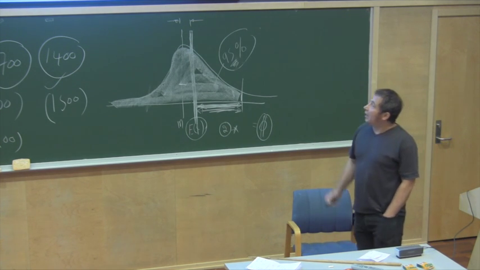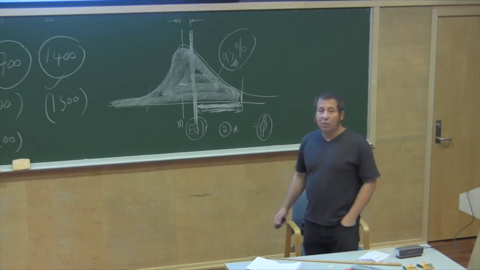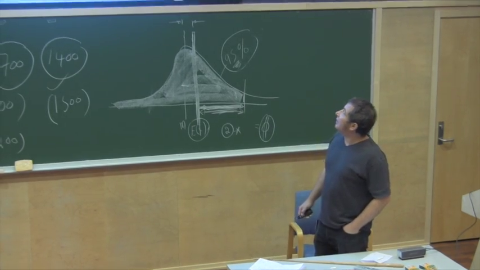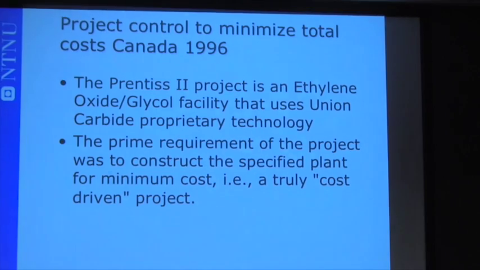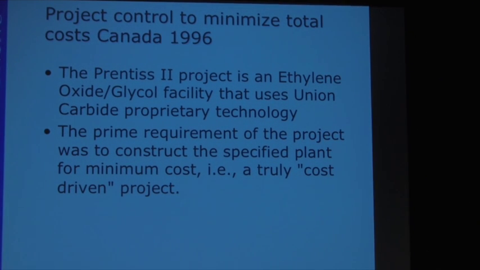So this is a project that took place in Canada in 1996. It has to do with developing a very complex facility, Union Carbide, Premier Technology. They wanted to produce a byproduct of oil and gas. And the prime requirement of this project is to keep the cost at minimum.